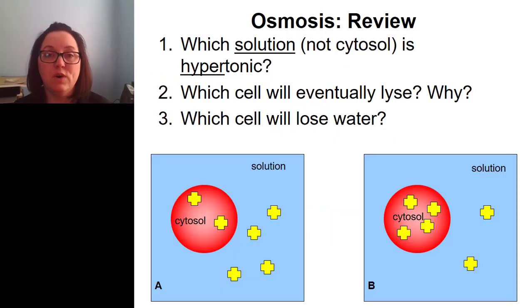So let's test and see if you understand the concepts of osmosis. I'm going to have you pause the video and answer these questions, but first let me give you a little information about the pictures at the bottom of the screen. The little yellow plus signs are supposed to be representing a solute that cannot cross the cell membrane. The red circles are representing red blood cells, right? And these red blood cells have been placed inside of a solution. So go ahead and pause the video now, and then when you're ready, replay the video and we'll review the questions.